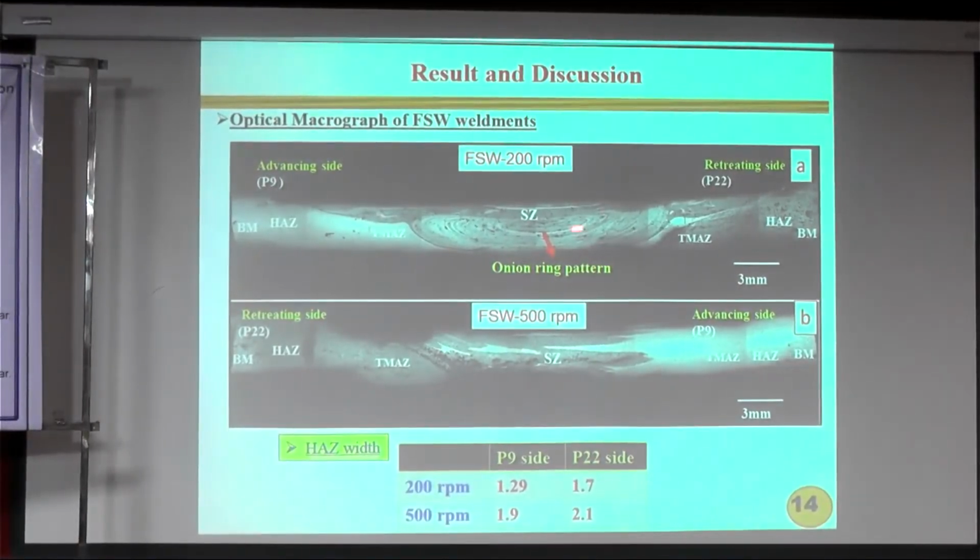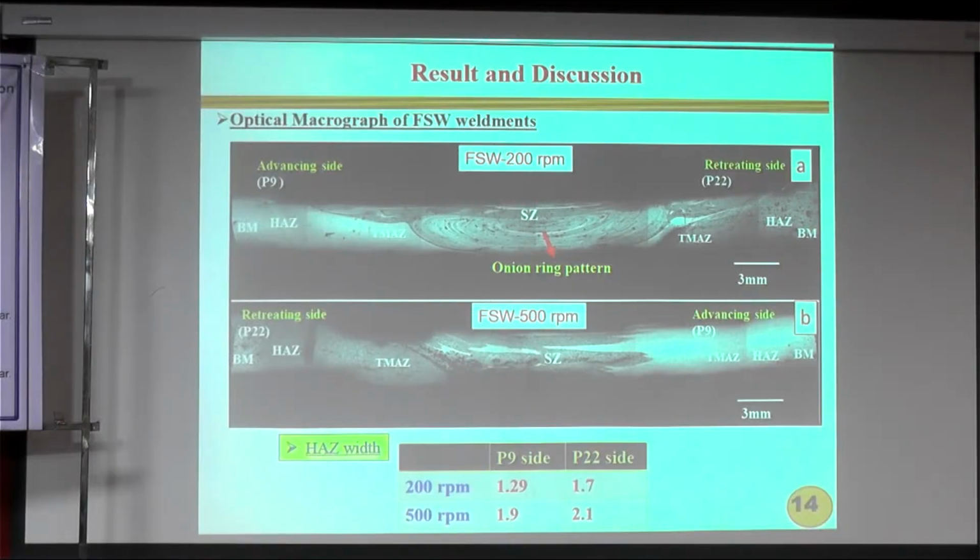You can see in the case of 200 RPM and 500 RPM, irrespective of the rotational speed, complete penetration was achieved. But another piece of information is that the morphology is changing with respect to the rotational speed. Here you can see the onion ring pattern of material flow is noticed, but in the case of 500 RPM, that kind of morphology is not there. And this is the typical metallurgy of the friction stir weldment. This is the stir zone, thermomechanical affected zone, then heat affected zone, then base material.